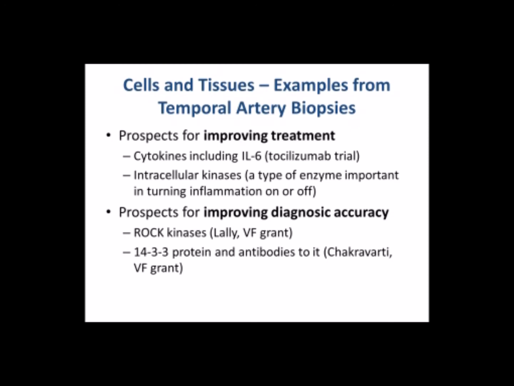And a couple of those, this is something a lot of investigators are looking at, and two of the most interesting ones are actually supported by grants from the VF. One is to look at a particular kind of kinase, as I told you about, abbreviated as the ROC kinase, and another is a protein called 1433. I'm not sure how it got that name, and surprisingly, antibodies have been found to it. And this is by Dr. Chakravarty and colleagues at the Cleveland Clinic.